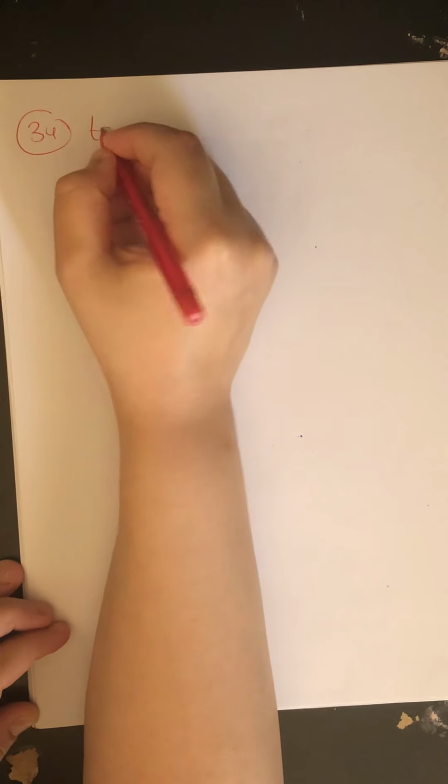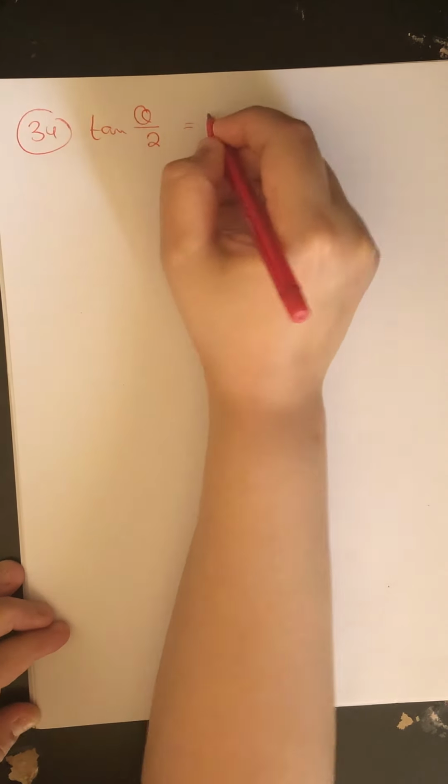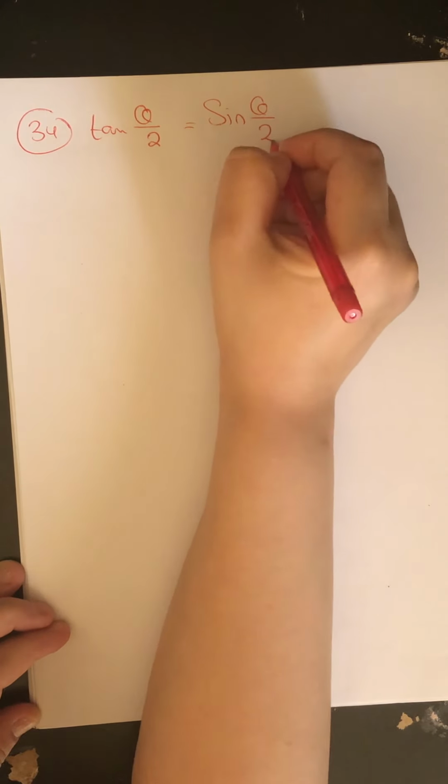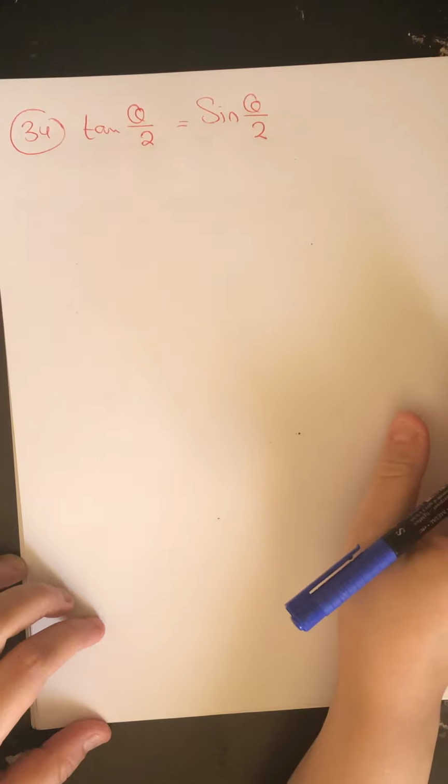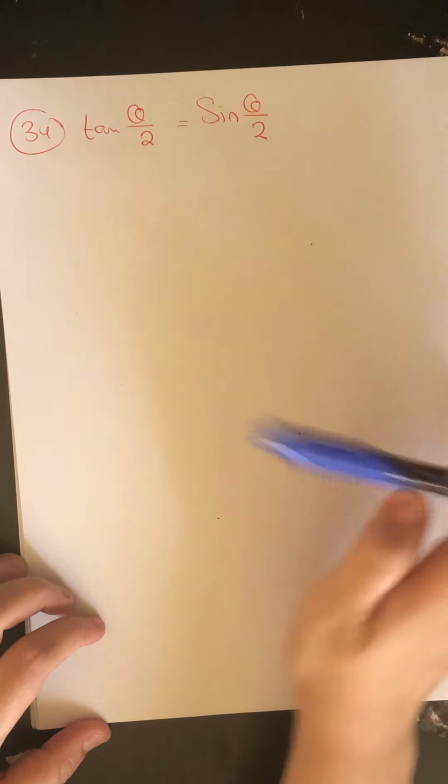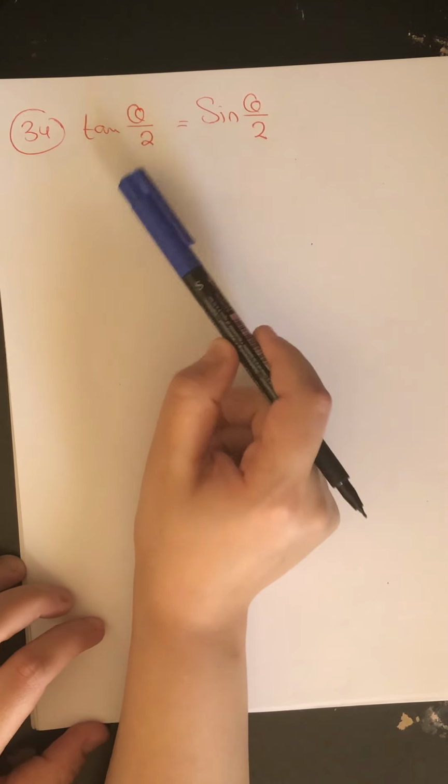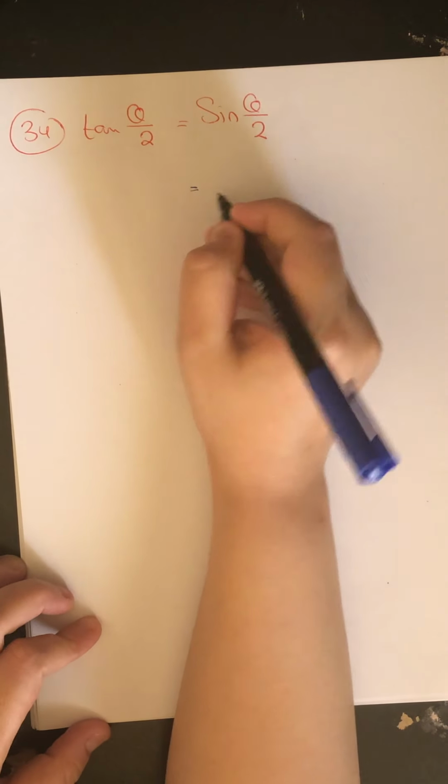Question 34. Again, it is a solving question. Tan theta over 2 is equal to sine theta over 2. And we need to know what is this theta that will make these equal to each other. Okay, I think for the tan, I would go to the one that has only cosines because this is going to change to a cosine, right?